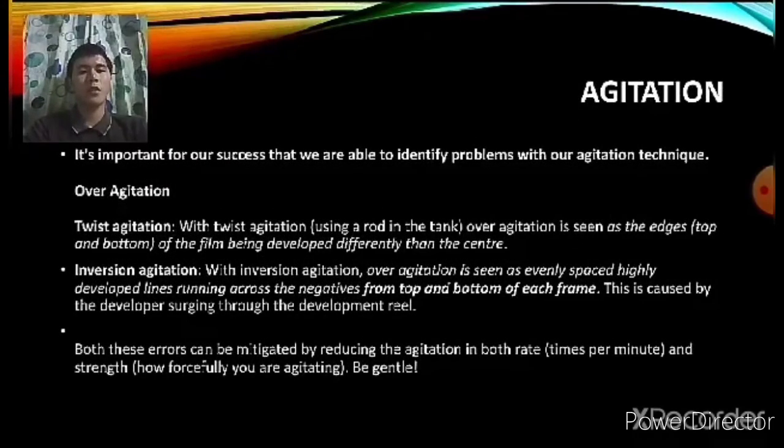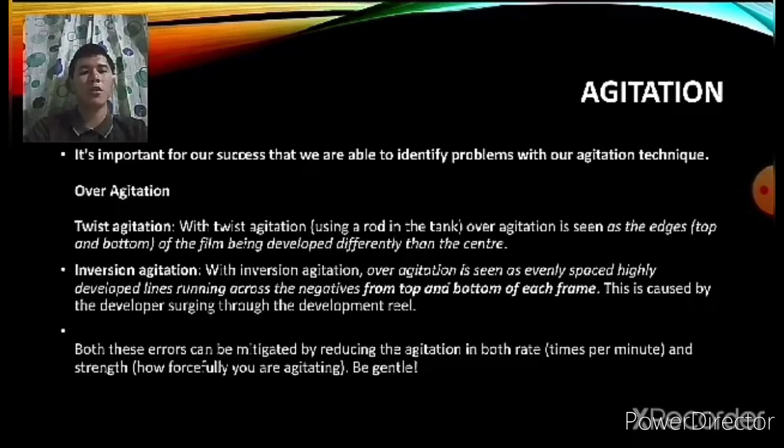It's important for our success that we are able to identify problems with our agitation technique. Over-agitation. Twist agitation. With twist agitation, using a rod in the tank, over-agitation is seen as the edges, top and bottom of the film being developed differently than the center.